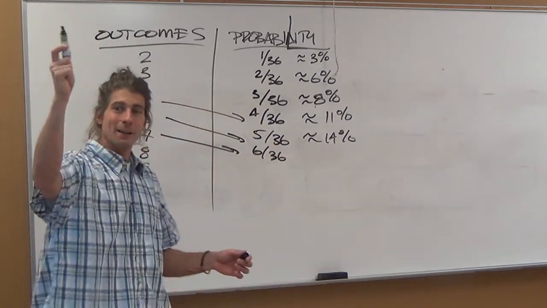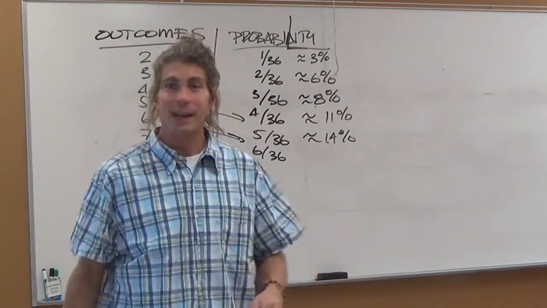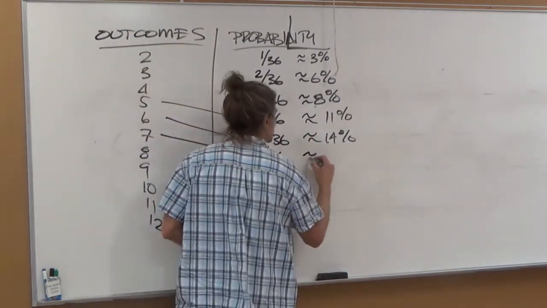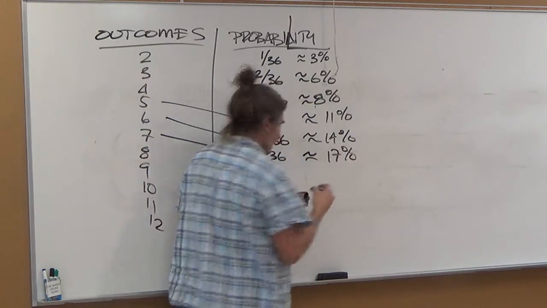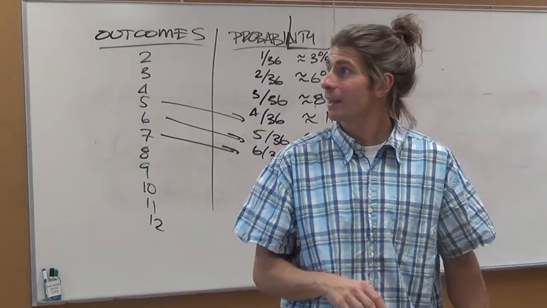6, 1, 1, 6. 4, 3, 3, 4. 5, 2, 2, 5. It's 1 in 6, which ends up being about 17%. So rolling 7 is just like rolling any single number on a single die.